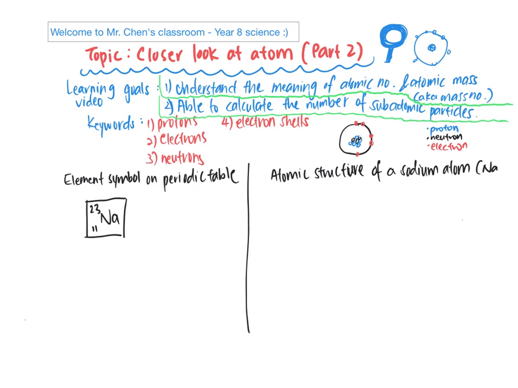So today in science we are doing part 2 of closer look at atoms. Let's do some recap before we start. As you remember from the last video, which is part 1, you realize atoms are actually made up of protons, neutrons and electrons.